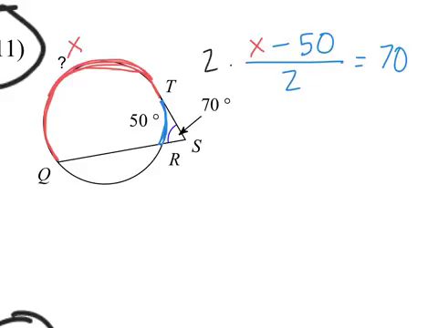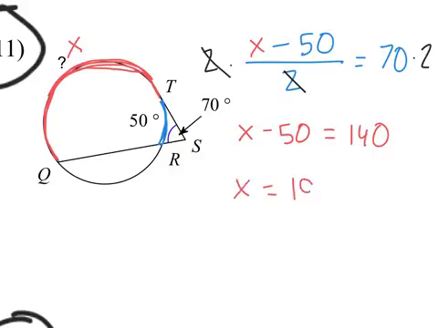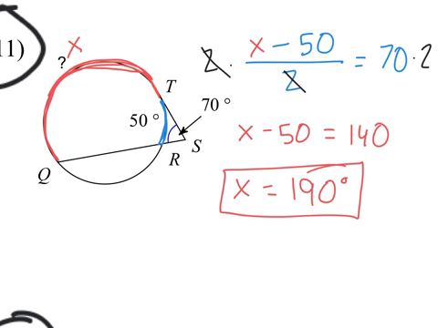Multiply both sides by 2. These 2's cancel, and it leaves us with X minus 50 on the left, and that equals, and 70 times 2 is 140. Add 50 to both sides, and we get that X equals 190 degrees. So the red arc is 190 degrees. Let's do that again.